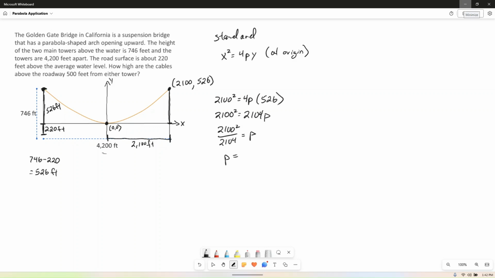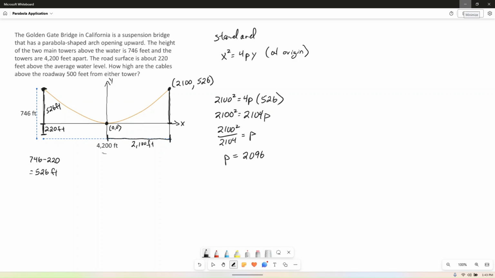Just to get a simpler decimal, p is going to equal 2,096.01. Let's just round that to the nearest whole number. So we're going to say 2,096. That's our value for p. And again, that's an approximate value. We've rounded it to the nearest whole number. That is a positive p-value, which corresponds to the graph opening upwards. It's the distance from the vertex to the focus and the vertex to the directrix, which I'm not worried about finding here, but just remember that's what that looks like.